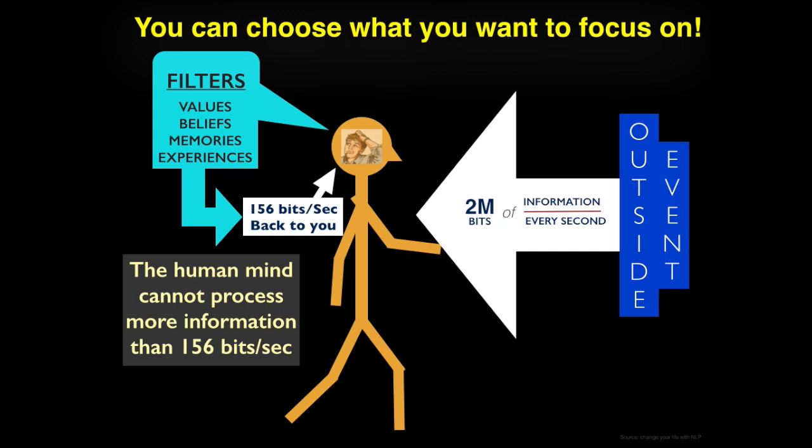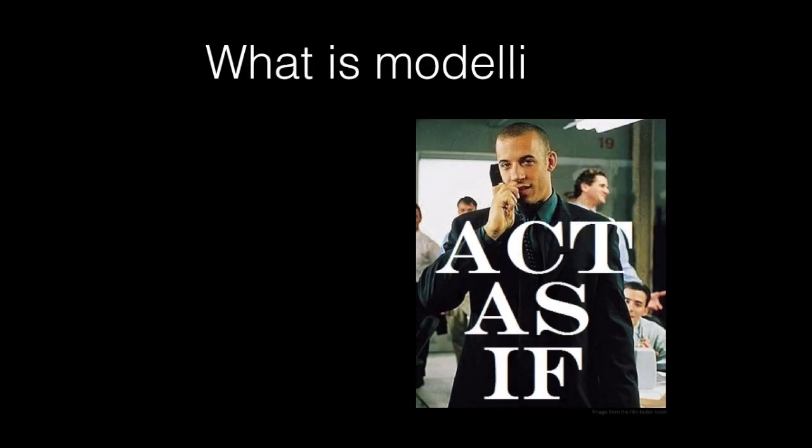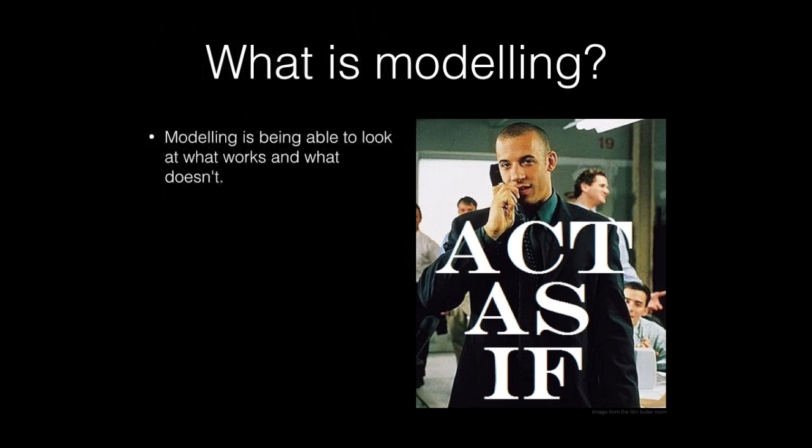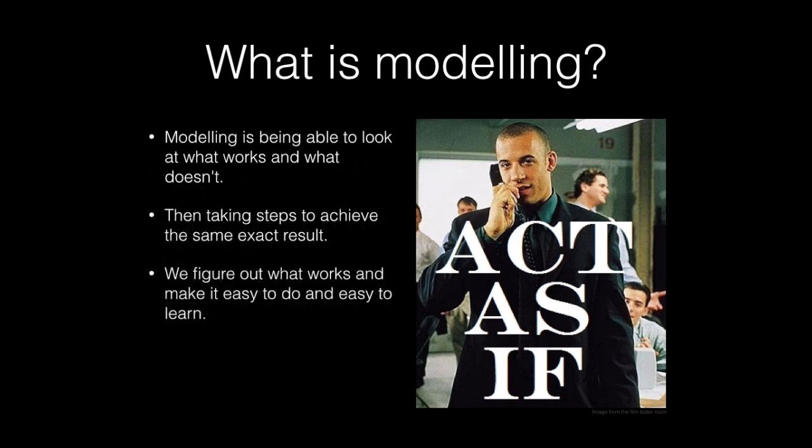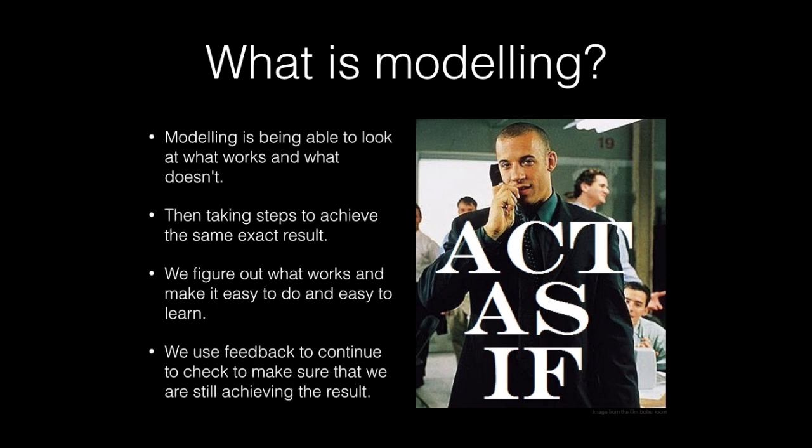So we can model people, and by modeling I mean acting as if. Modeling is being able to look at what works and what doesn't, then taking steps to achieve the same exact results. We then figure out what works and make it easy to do and easy to learn. And then we use feedback to continue to check and make sure that we are still achieving the result.